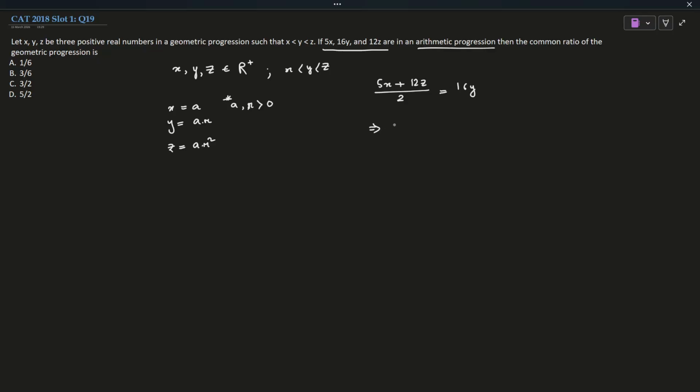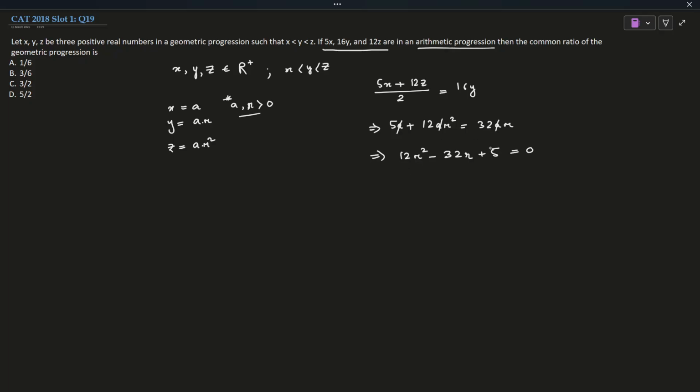I can say 5 of x, so 5a. 12 times z, so 12a r square, is equal to 32 into y. Y is a into r. I can cancel a, right? Because a is greater than 0. A is not equal to 0, so I can cancel a. So I will be left with 12 r square minus 32r plus 5 equal to 0.